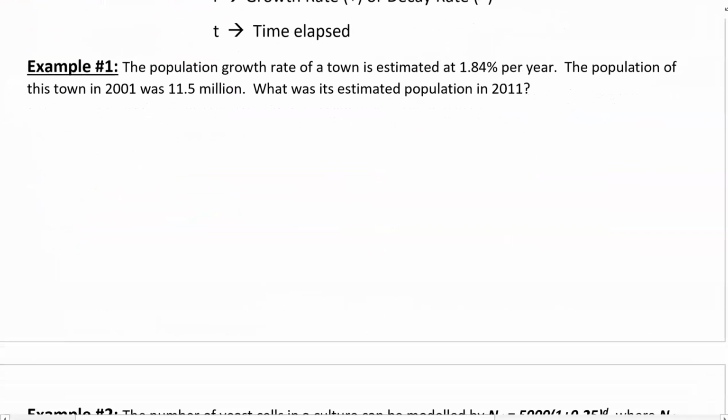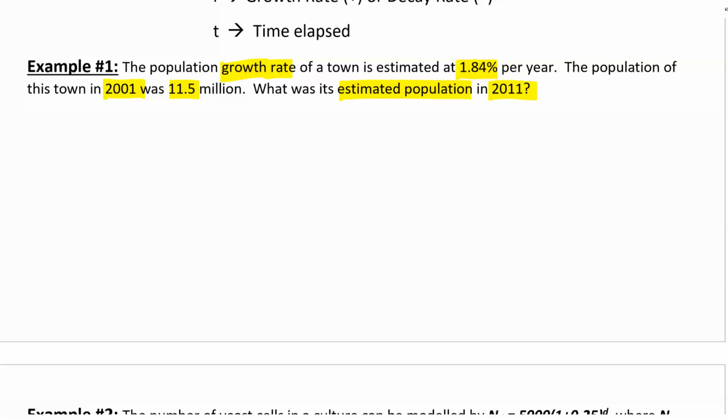Example 1. It says the population growth of a town is estimated at 1.84% per year, and the population of this town in 2001 was 11.5 million. What was its estimated population in 2011? Okay, so just by looking at it, I could tell you it's a growth situation. This is an exponential function, right? Because this is the lesson type, but it says growth, so we know it's a growth rate. And that's 1.84%. And the population of the town when it started was 11.5 million. This is 2001, and then at 2011 we are asking for the estimated population.